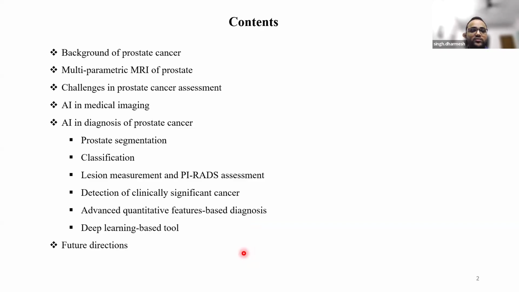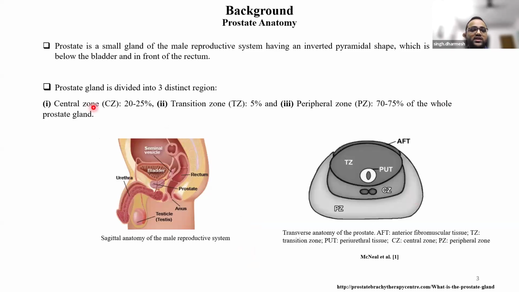So let's start with prostate anatomy. The prostate is a small gland that is part of the male reproductive system. If you imagine its shape, it looks like an inverted pyramid.